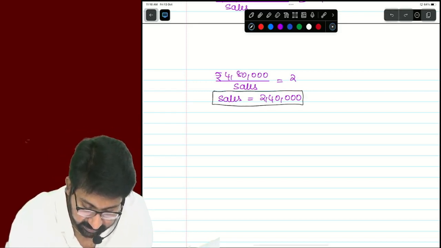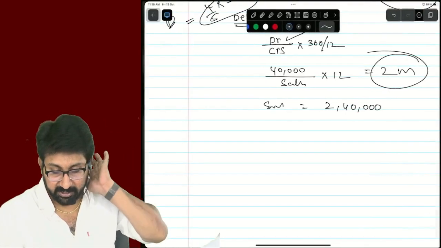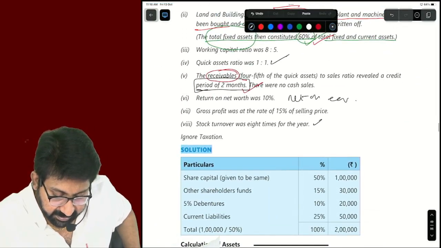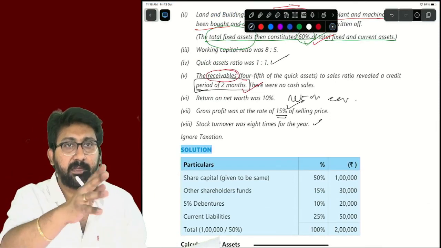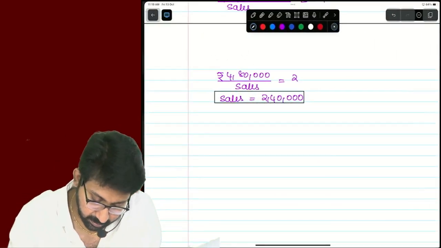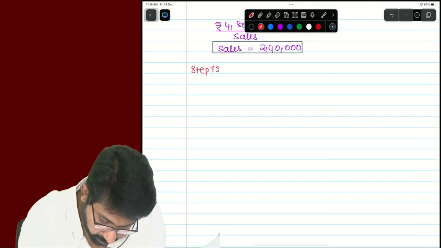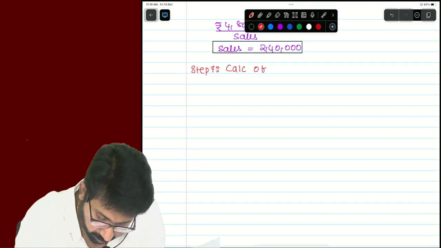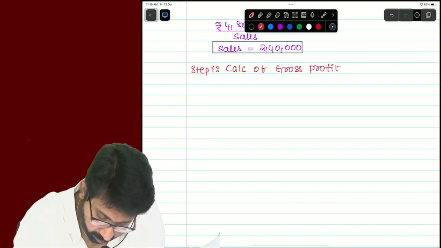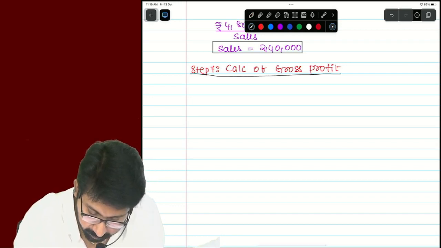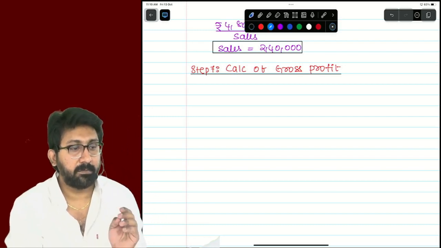Sir, if you know the sales, what can we calculate after this? Yes. First, see the question and tell me. Gross profit was at the rate of how much percent of selling price? 15% of selling price. Can we calculate 15% of the sales and tell the gross profit? Write down the next step. Step number 7. Calculation of gross profit.